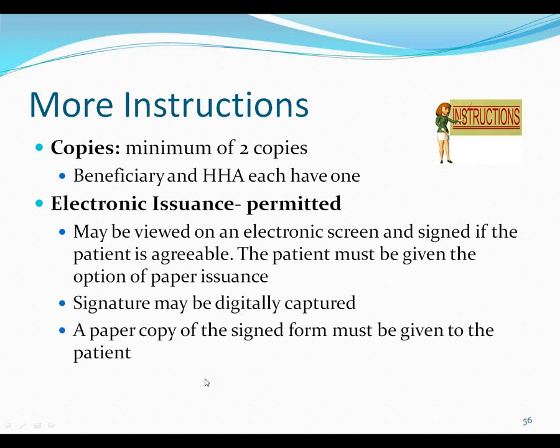So some more instructions. Of course, you need 2 copies, one for the beneficiary, one for the home health agency. The home health agency always keeps the original. CMS is allowing electronic issuance. They hadn't in the past, but they are now. So it may be viewed on an electronic screen and signed if the patient is agreeable. If the patient does not want to sign on that screen, the regulation says they don't have to, and you would have to give them the paper option instead.